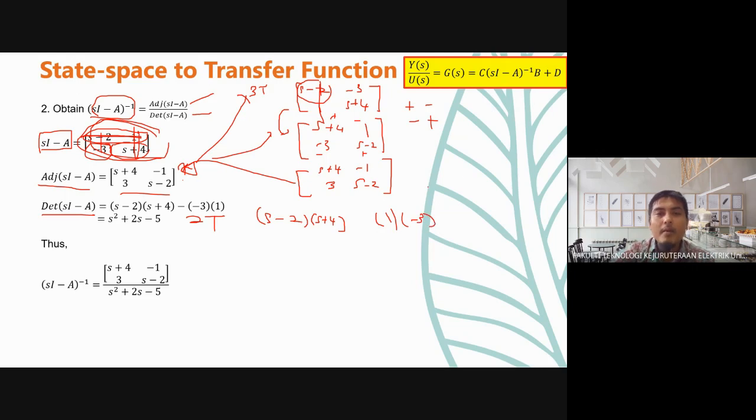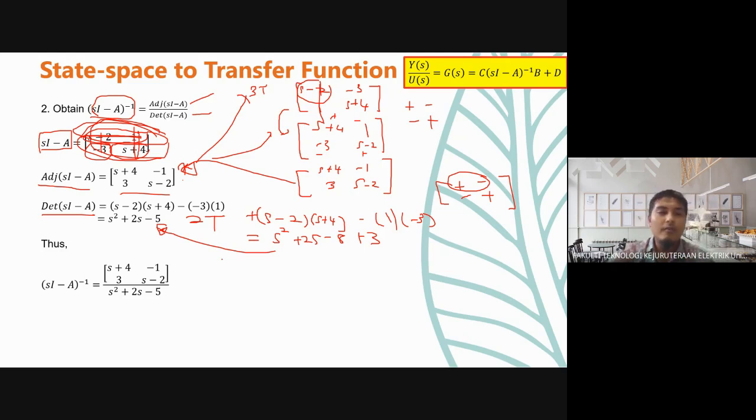And then remember the pattern. The pattern here is positive, negative, negative, positive. Because I choose this row, I need to use this pattern. So you apply the sign, positive and negative. So finally you get S square plus 2S minus 8 plus 3, and this is the answer for the determinant of SI minus A.